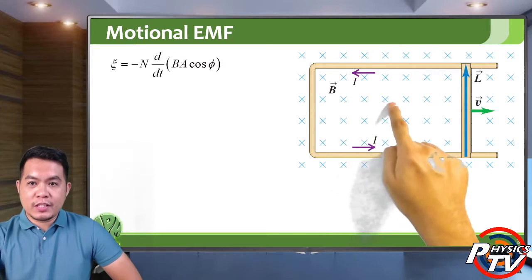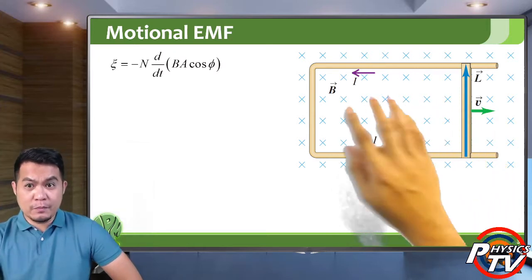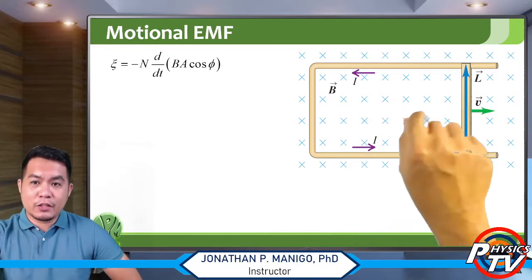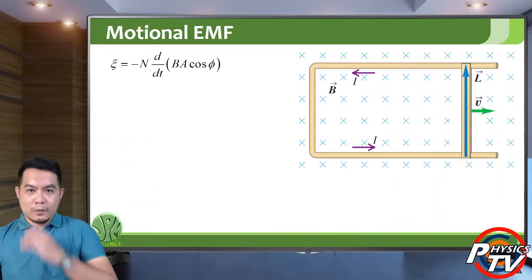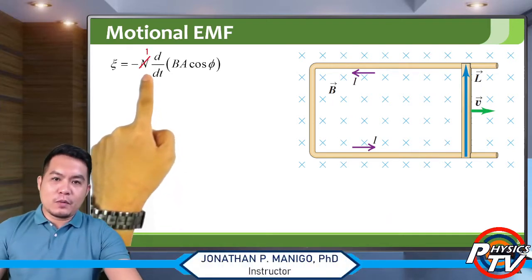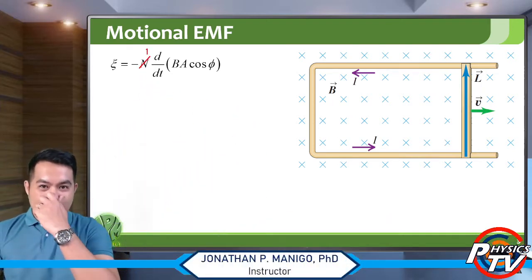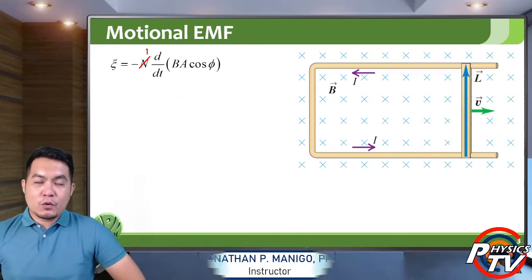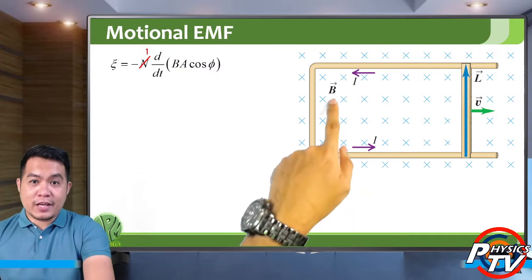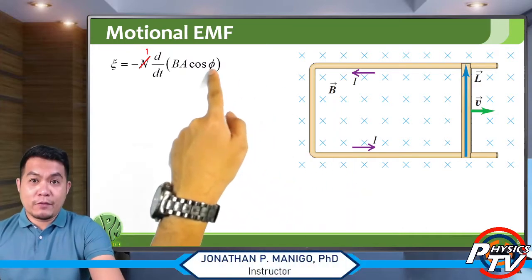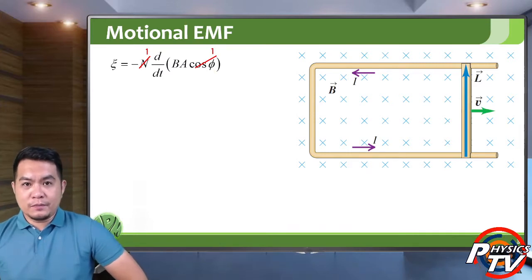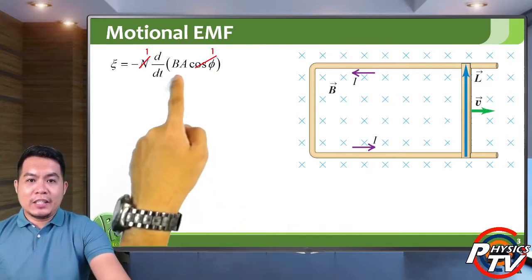The magnetic field is uniform at all points in the loop, and it's directed into the page. Now, if we apply Faraday's law, since there's only one loop, N is equal to 1, and we align the area vector and the loop in the same direction, meaning phi is 0, and cosine 0 is 1. So we have just d/dt of BA.